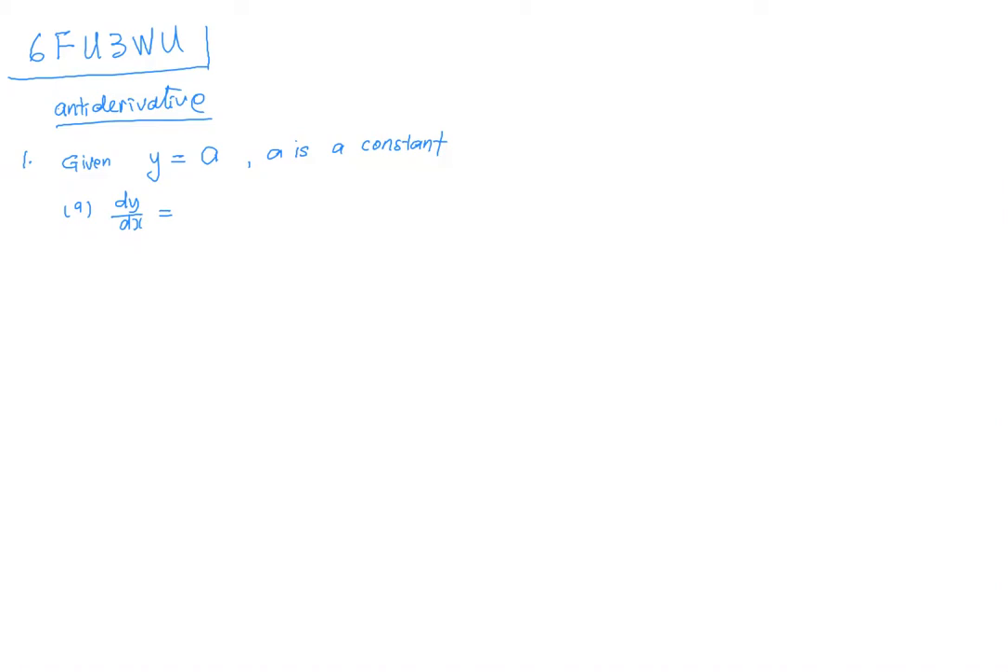Okay, what is dy dx? 0. Yes, a constant never changes, so the rate of change is 0. So now the antiderivative, we will write it as this symbol. This symbol can mean sum, what we learned yesterday. And for this one, it means anti-differentiation. Okay.